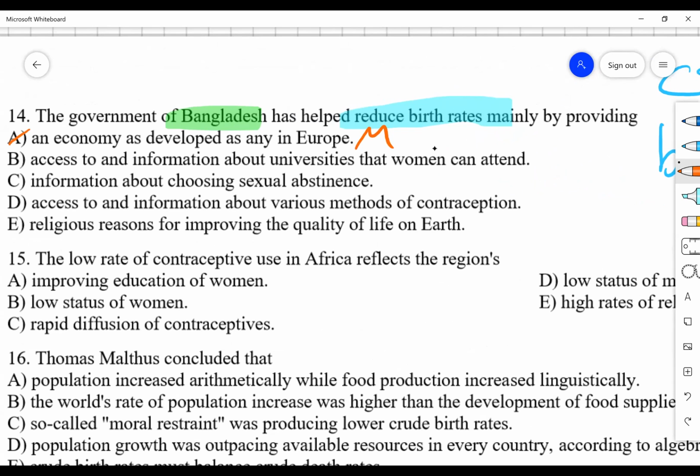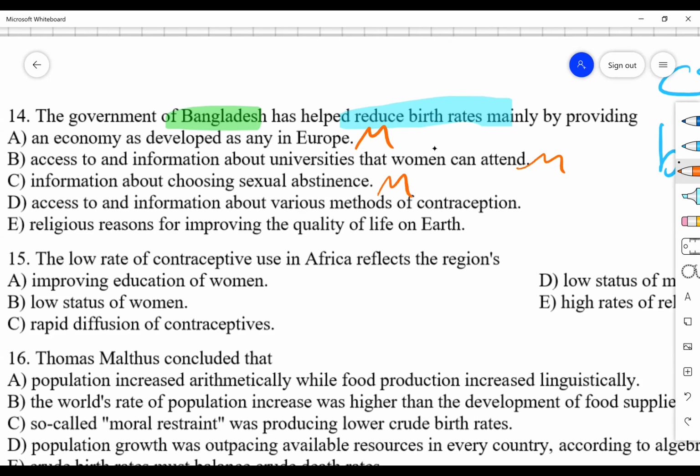So no. Access to information about women, universities that women can attend. Maybe, because we're improving the social status of women in society. But that's still kind of a leap. Sorry, I did not mean to cross that one out yet. C, information about choosing sexual abstinence. Maybe. We're still kind of making a leap here because you're getting education.